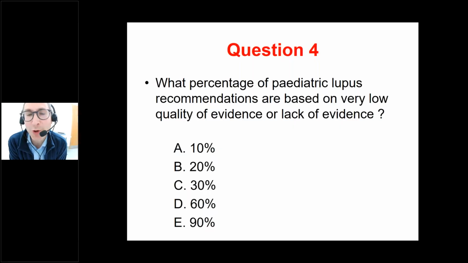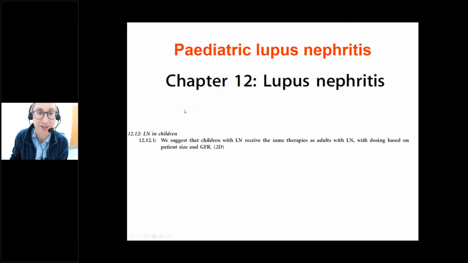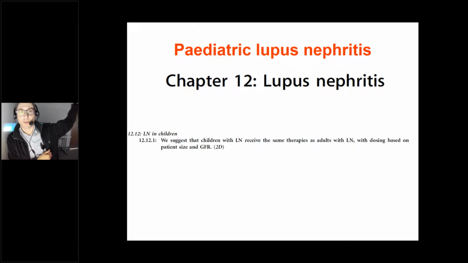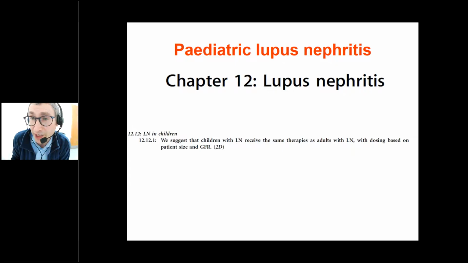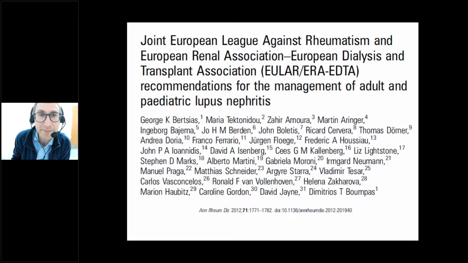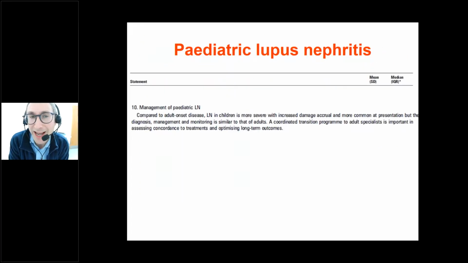For this question, I'll keep you all guessing a little bit longer. It is a very interesting question, and I think we need to do more randomized controlled trials, which is what we are trying to do at the moment. So very interesting results. Let me talk about what happened with our discussions of pediatric lupus nephritis. We suggest that children with lupus nephritis receive the same therapies with dosing based on patient size. And in the EULAR-EDTA recommendations, which we initially published in 2012, we said that compared to adult onset disease, lupus nephritis is more severe, there's increased damage accrual, and it is more common at presentation, but the diagnosis, management and monitoring is very similar to that of adults.